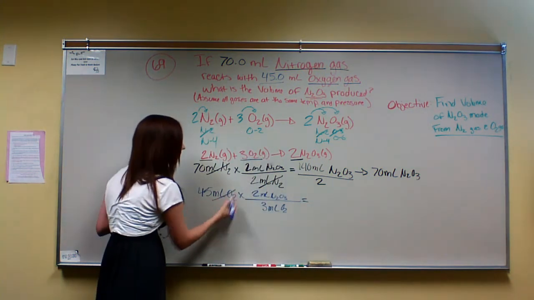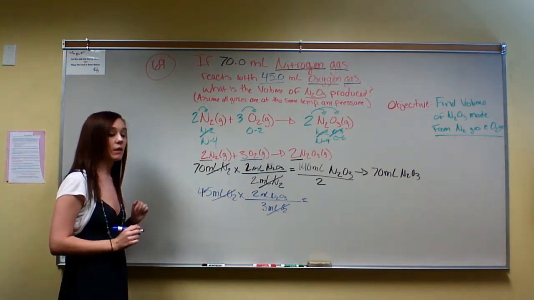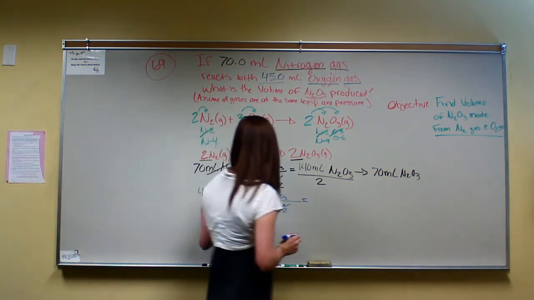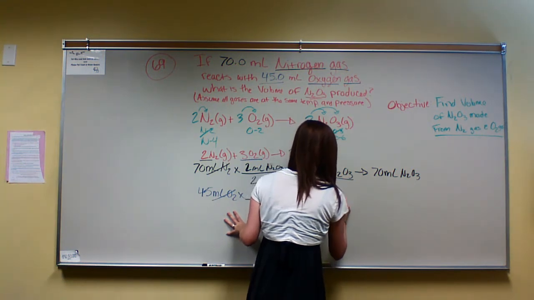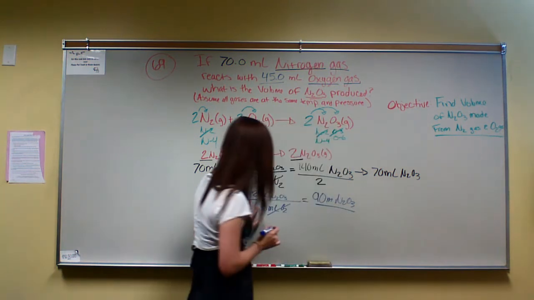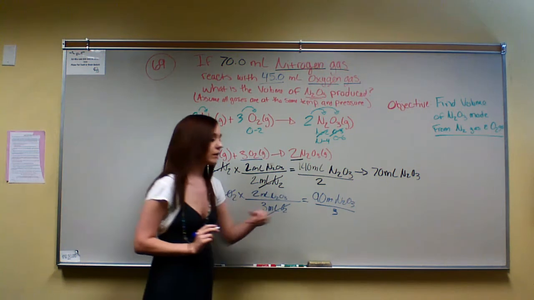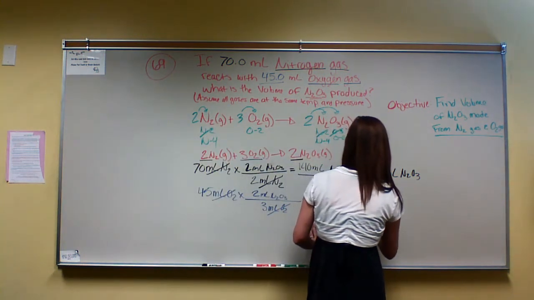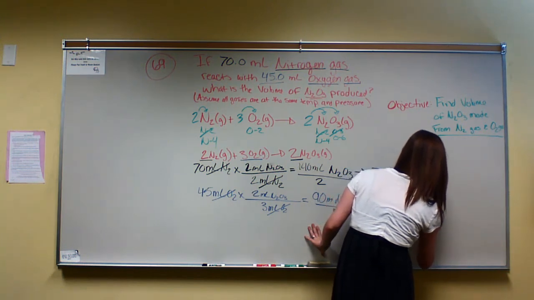Okay, we're going to cancel these out, just like I said before, basic algebra, and then you're going to multiply across. So 45 times 2 is 90 milliliters of N2O3, and then we have 3 on the bottom. You're going to simplify this down, and you're going to come up with 30 milliliters of N2O3.